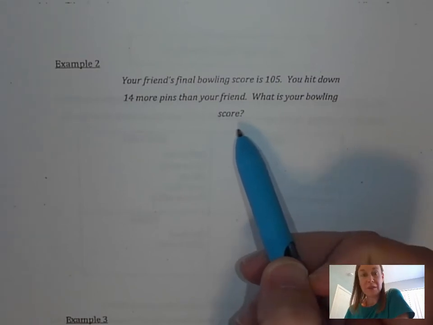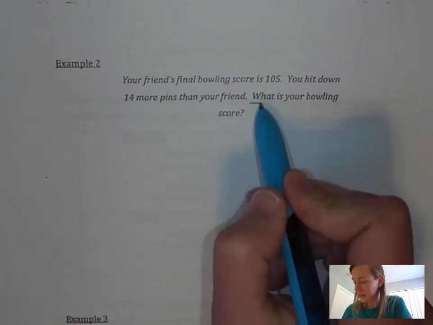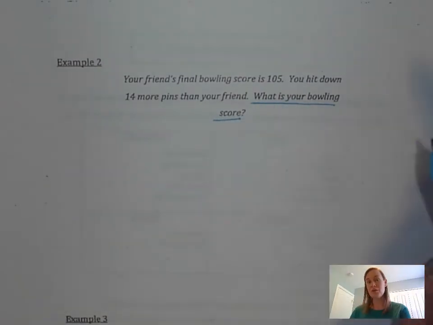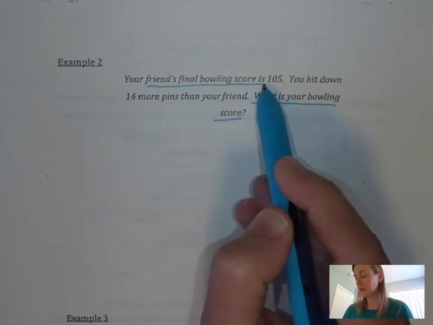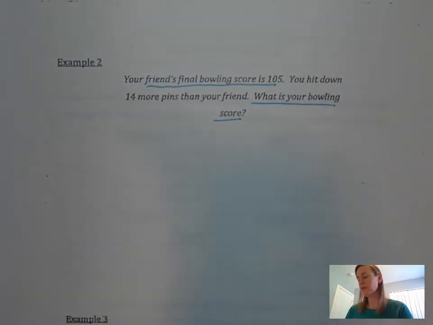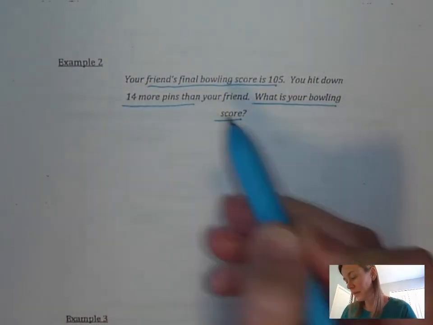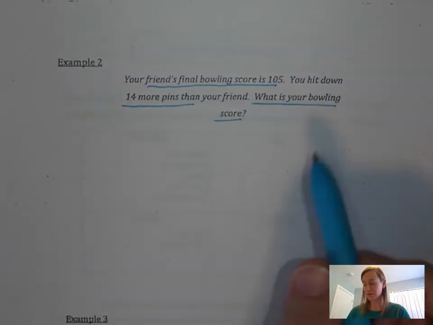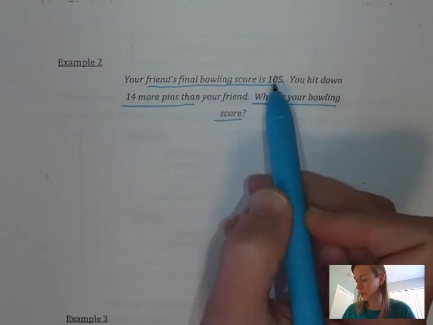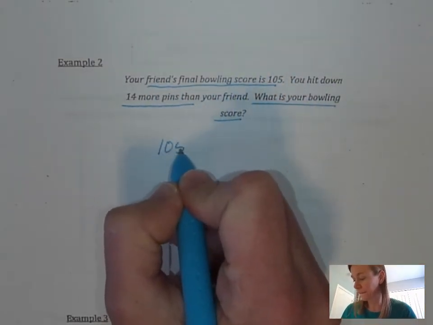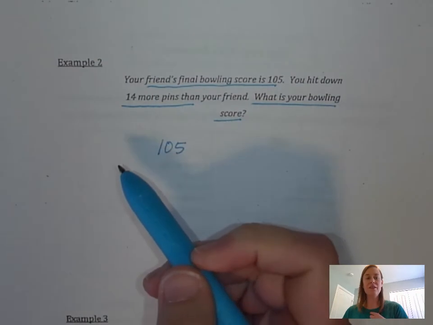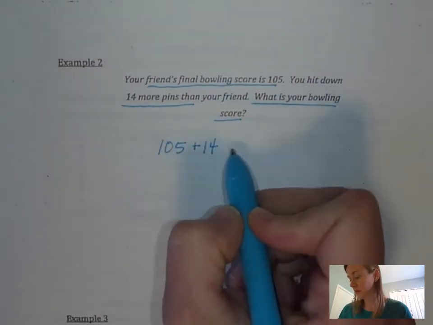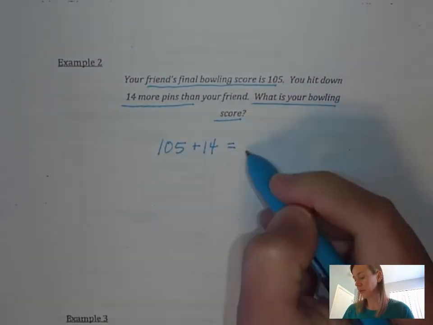Okay, so what are they asking for? They're asking, what is your bowling score? Great. What do we already know? Well, we know your friend's bowling score, and we know that we hit down 14 more pins than your friend. So let's write this out in math speak. Let's start at the beginning. Your friend's bowling score is 105. We hit down 14 more pins than that, so plus 14 equals our bowling score.